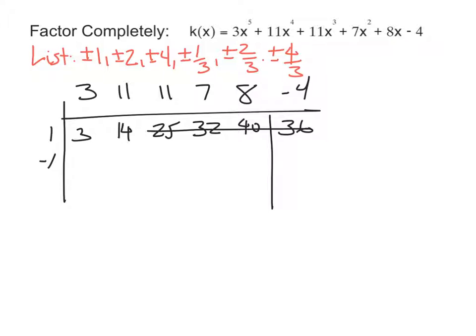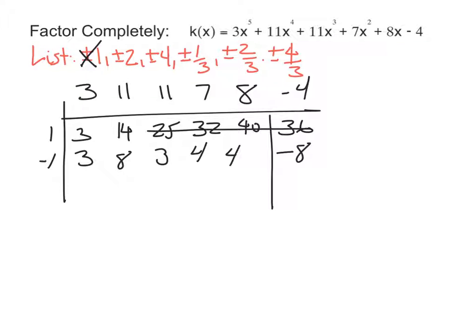Anyway, go to -1 now. -3 plus 11 is 8. -8 plus 11 is 3. -3 plus 7 is 4. -4 plus 8 is 4. And -4 plus -4 is -8. So that one's not 0 either, which means 1 is not going to work.